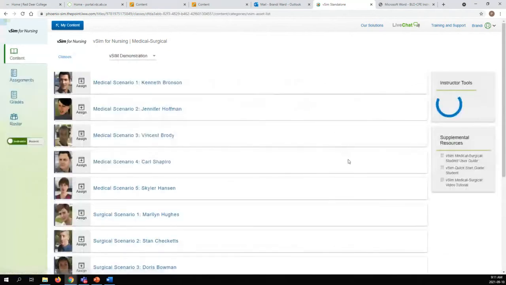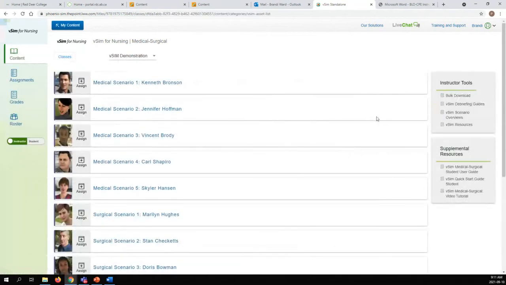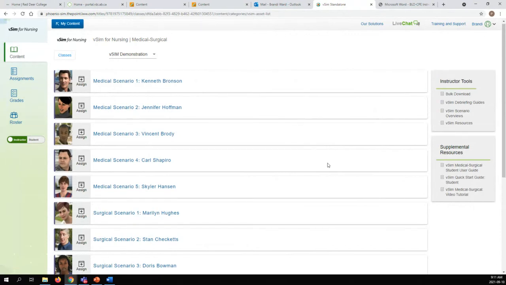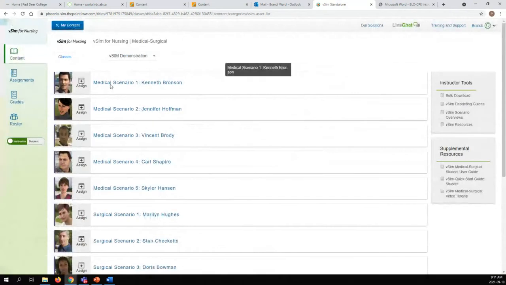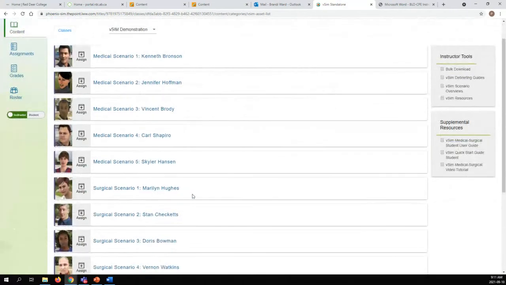Here you're going to see a couple of headers that you can choose from, and in this case, I will go into content. Where I am here is the menu of the different clinical scenarios. As you can see, there is a combination of both medical scenarios and surgical scenarios. So we're going to be taking advantage of that and using a medical scenario for one of the sim days and then a surgical scenario for one of the other sim days.